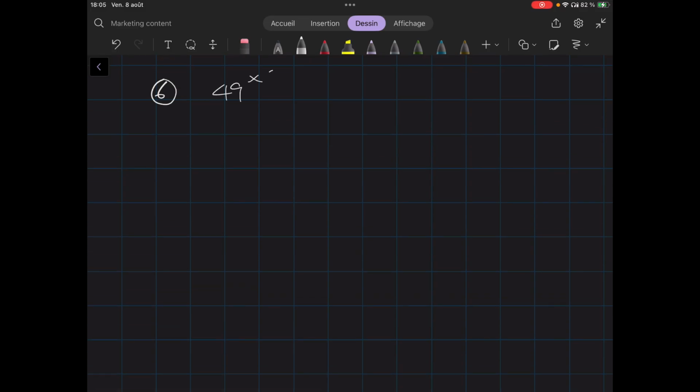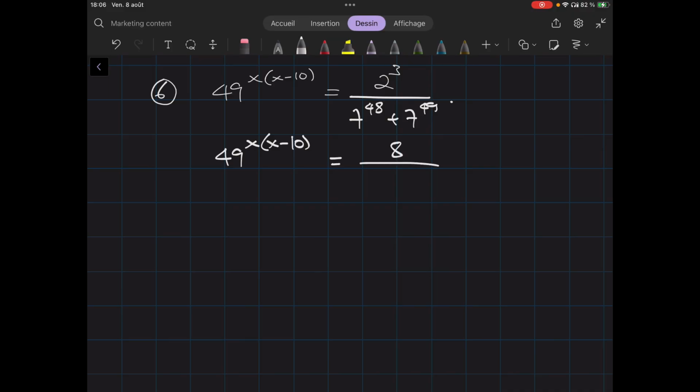49 to the power of x times x minus 10 is equal to 2 cubed divided by 7 to the 48 plus 7 to the 49. This is scary. Let's leave the left-hand side as is. On the right-hand side, 2 cubed is equal to 8. If we factorize the 7 to the 48, we have 1 plus 7.